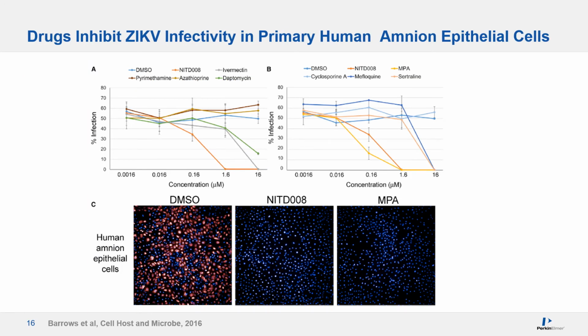Using an immunofluorescence assay measuring the Zika viral envelope protein expression after infection, the several drugs shown here were able to reduce Zika viral infection in a primary cell line derived from the placenta tissue. So shown here are example images whereby treatment with one of the drugs, MPA, significantly reduced viral infection as indicated by the decreased viral staining in red.